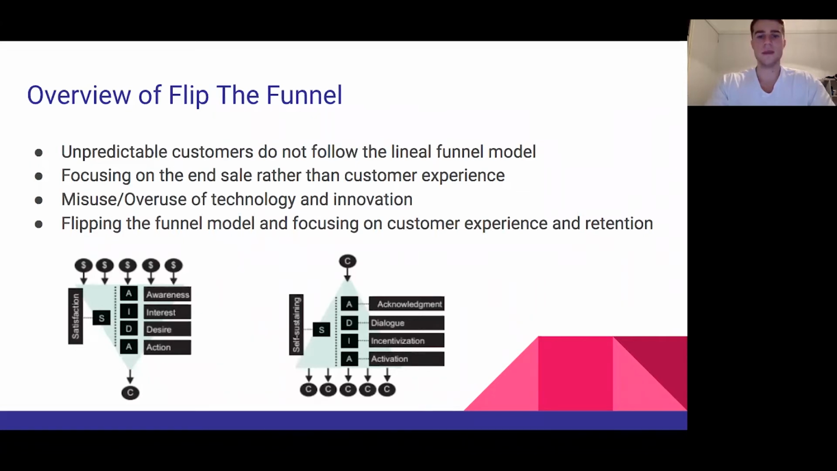To overcome this issue, Joseph then proposes the idea of flipping the traditional funnel as seen in the graph on the right. Instead of solely focusing on the end goal of a sale, start by focusing on acknowledging the customer and building a strong, reliable relationship that focuses on repeat sales and customer loyalty.